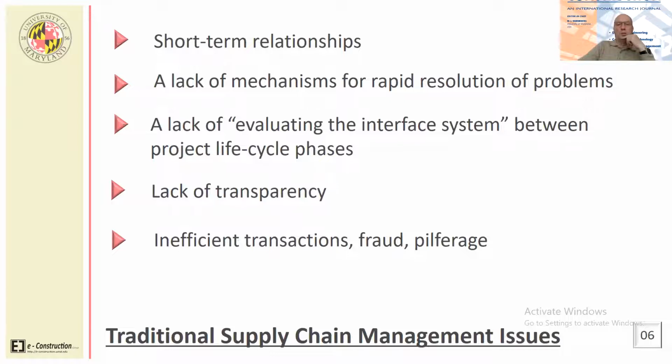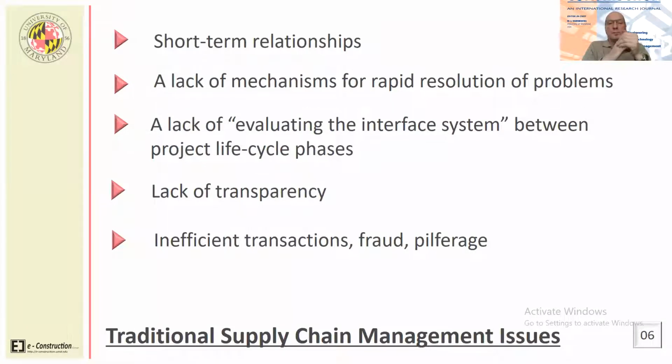So these short-term relationships, unfortunately, create a very litigious nature of this industry because big money is at stake and it's changing hands. And if the parties don't have the contract documentation put together in perfect clarity, then some misunderstandings may ensue. So in many projects, we have a situation in which there is a lack of mechanism for rapid resolution of problems. Especially misunderstandings and handling design errors.